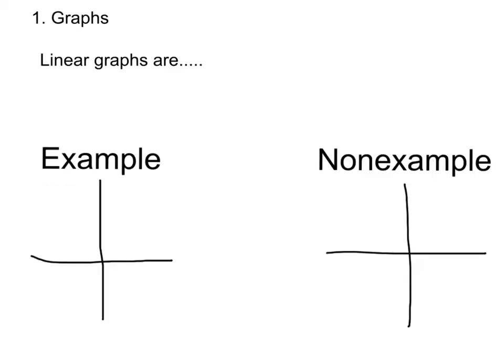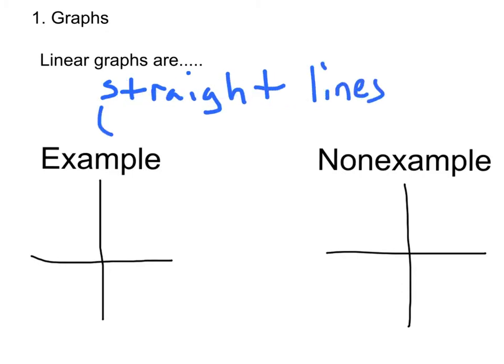Okay, in box 1, I want you to write the word graphs and then put linear graphs are. We're going to have an example and a non-example. So linear graphs are, we've already talked about this, straight lines. And those can be continuous or discrete.